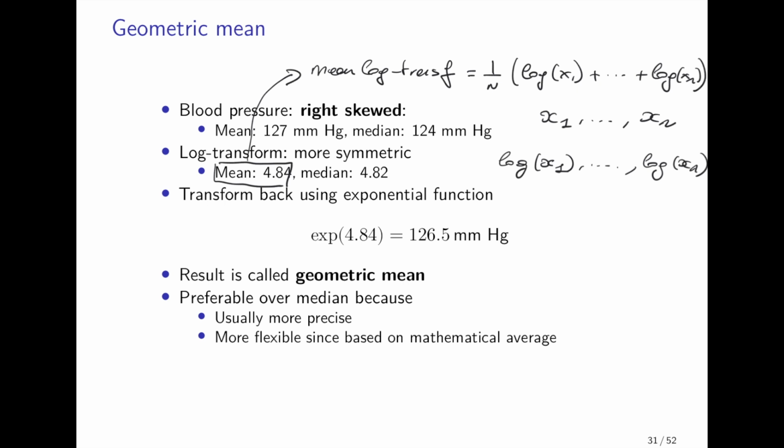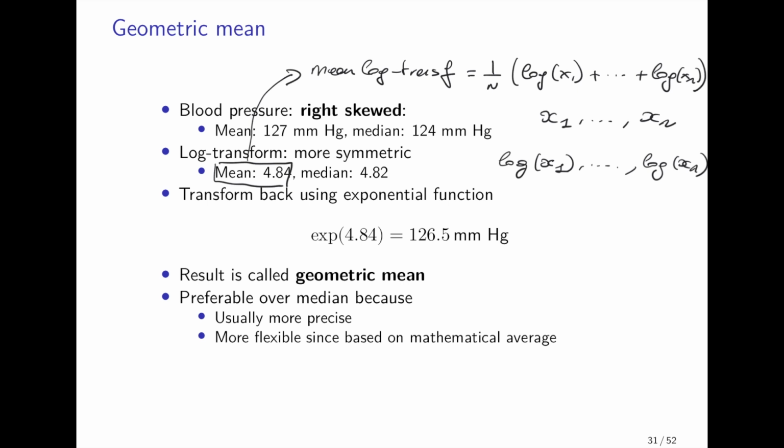Now, if you do that mean of the logarithm transform, then you get a very strange quantity. Logarithms of blood pressure and then added together. What does it mean to interpret a logarithm of a blood pressure? It's not clear to me. It's not clear to you.